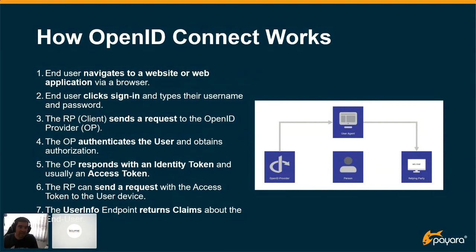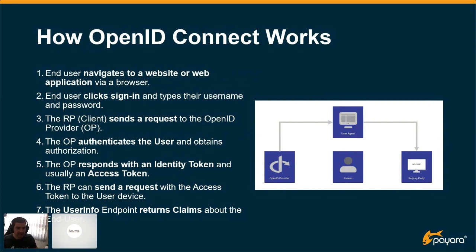Then the client, or in this case, the reliant party, will send a request to the OpenID provider telling them, okay, the user is going to be signing in, authenticate him, please. In this case, the OpenID provider will authenticate that and obtain authorization, and then it will respond with an identity token and usually an access token. Depending on the type of flow that you're using, you can get both at once, only one, or one with the refresh token as well. By default, how OpenID Connect works with Jakarta EE is that you get an access token and an identity token, and you have to configure your OpenID provider to get the refresh token.